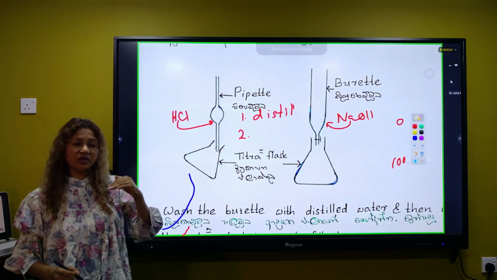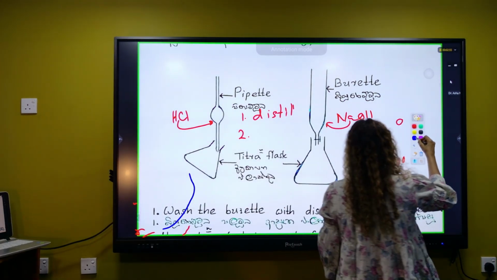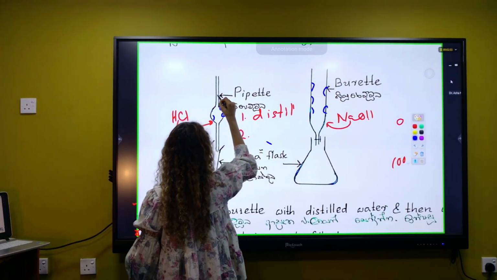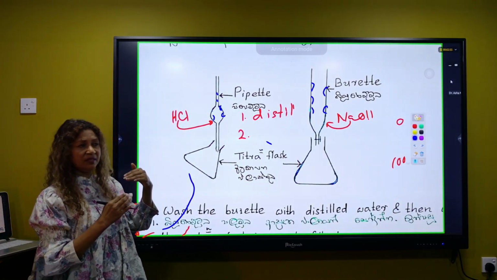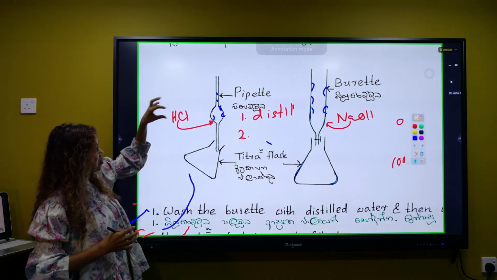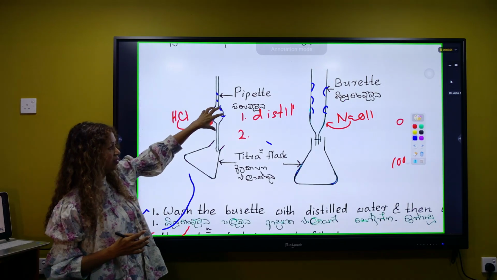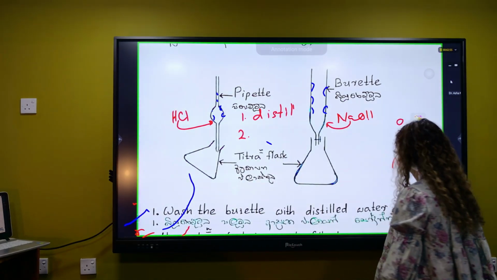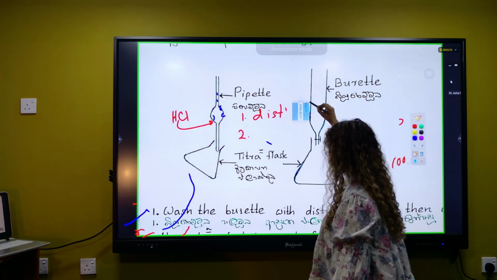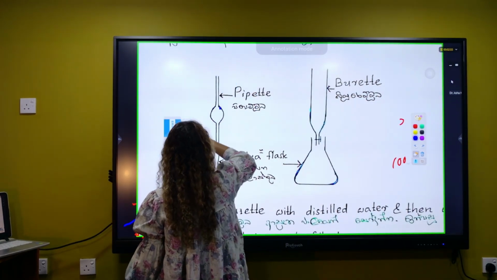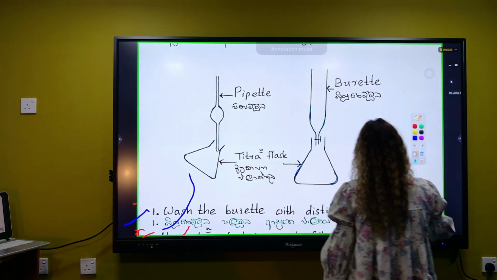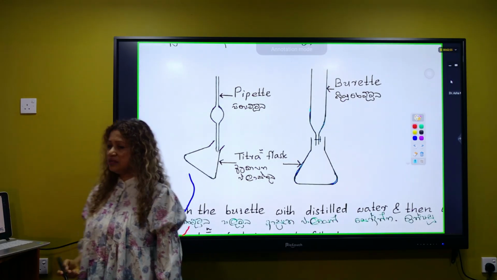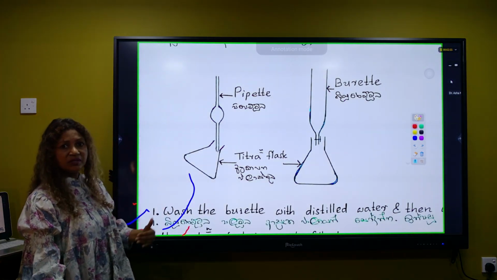If we only wash these with distilled water, we have distilled water droplets inside. If we have distilled water droplets inside when we fill with the solutions, those solutions become diluted because there is already water inside. So when you are cleaning these instruments, what steps are you following? Titration flask, you wash only with distilled water. Pipette and burette, there are two steps. Step 1 is washing with distilled water, and the second step is to wash with whatever solution is to be filled.